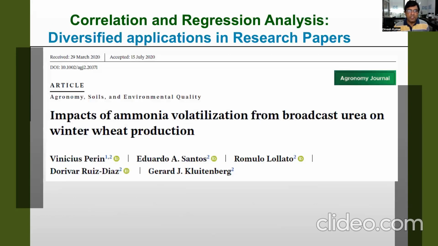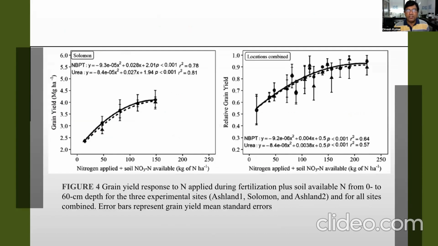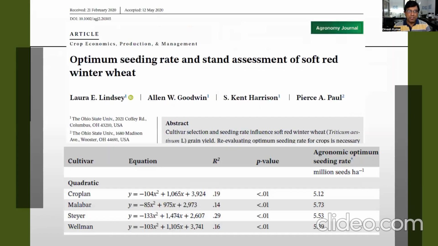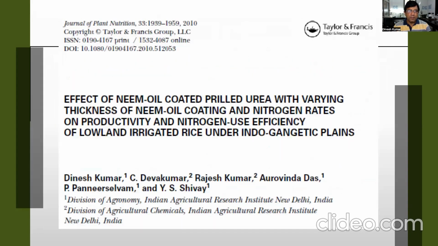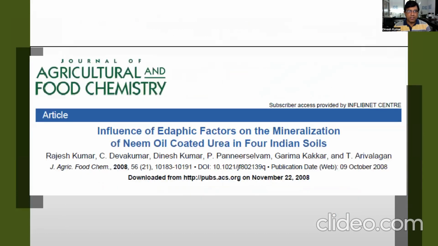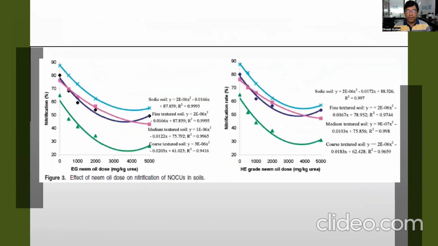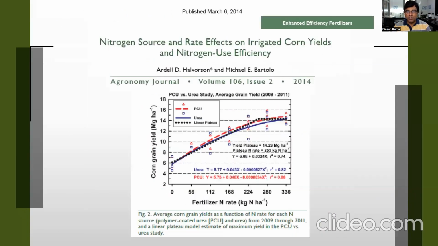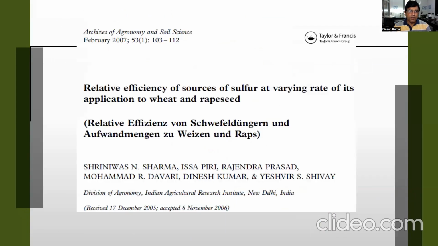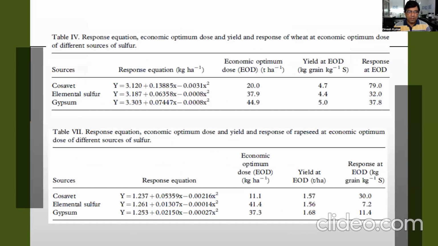So I have shown you these papers, like in Agronomy Journal, where this relationship has been very, very widely used. People use it for representing their data relationship between different variables. Correlation coefficient and regression equations are very frequently used. You can use it in your thesis or any research paper also. And for any problem, you can contact me through email.